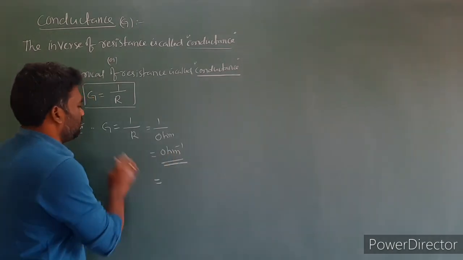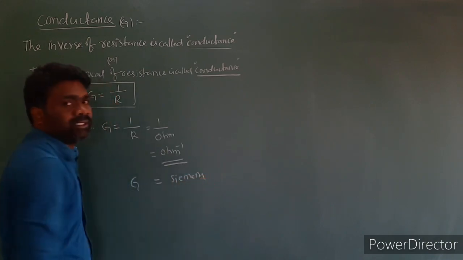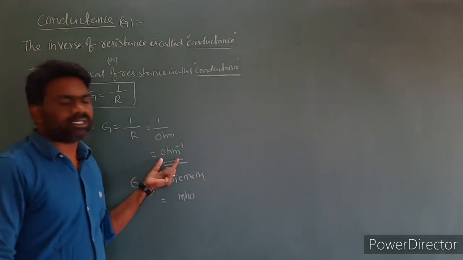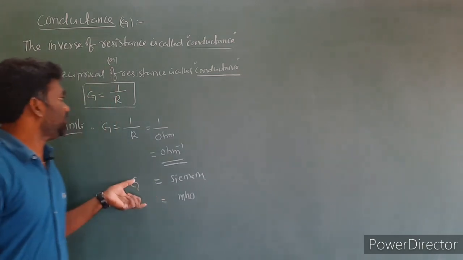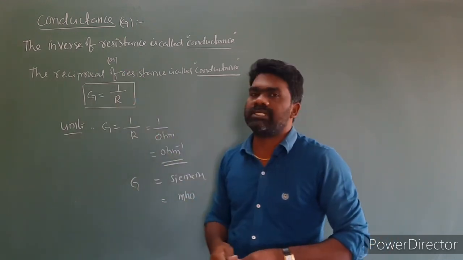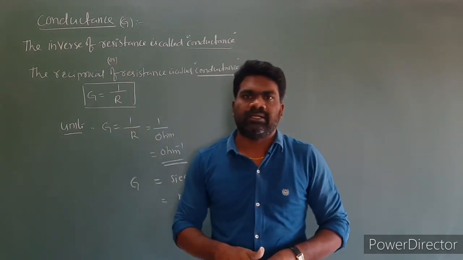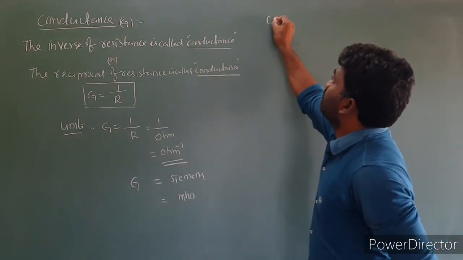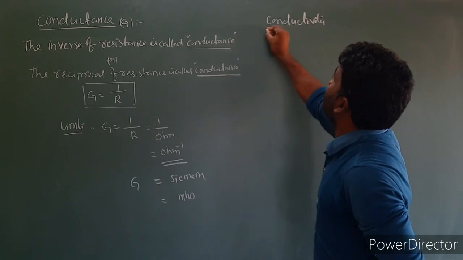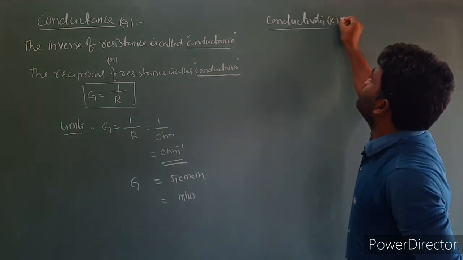Another unit we have for conductance is Siemens, or mho. So we can use ohm inverse, Siemens or mho. These are the units of conductance. Conductance is nothing but the reciprocal of resistance. Next, conductivity. It is denoted by letter K.